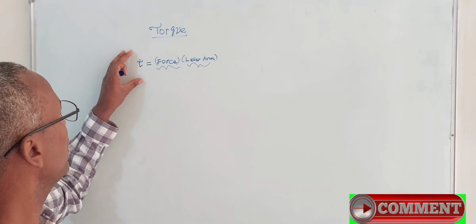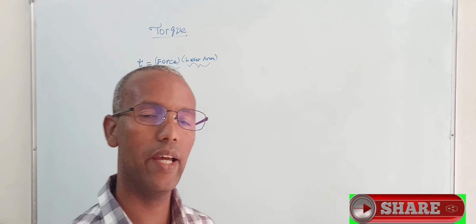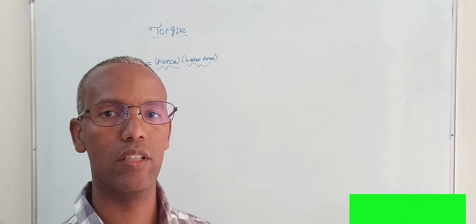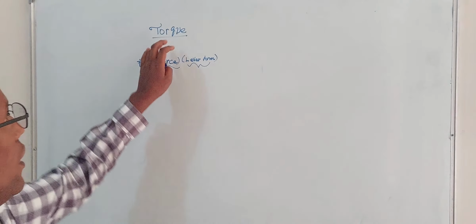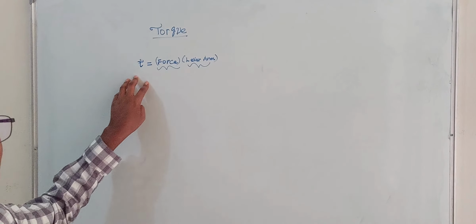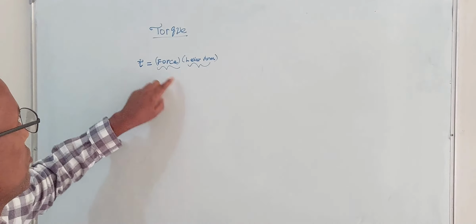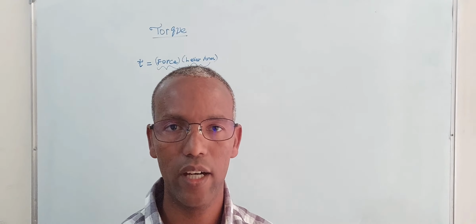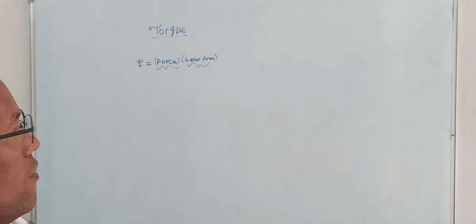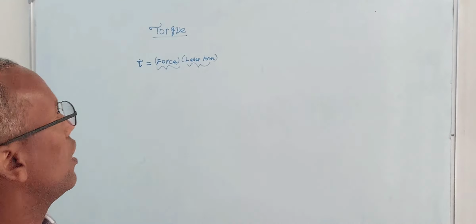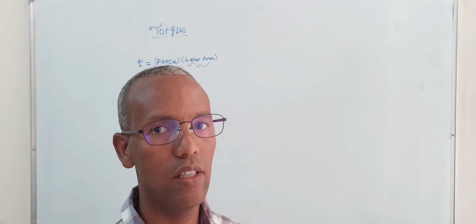So like I said, torque is the rotational or turning effect of a force, right? Or you can calculate it, you can symbolize it. The symbol of torque is tau, which is a Greek letter, like I said, which is equal to force times the lever arm. We will see that within a couple of minutes. So that is the lever arm.